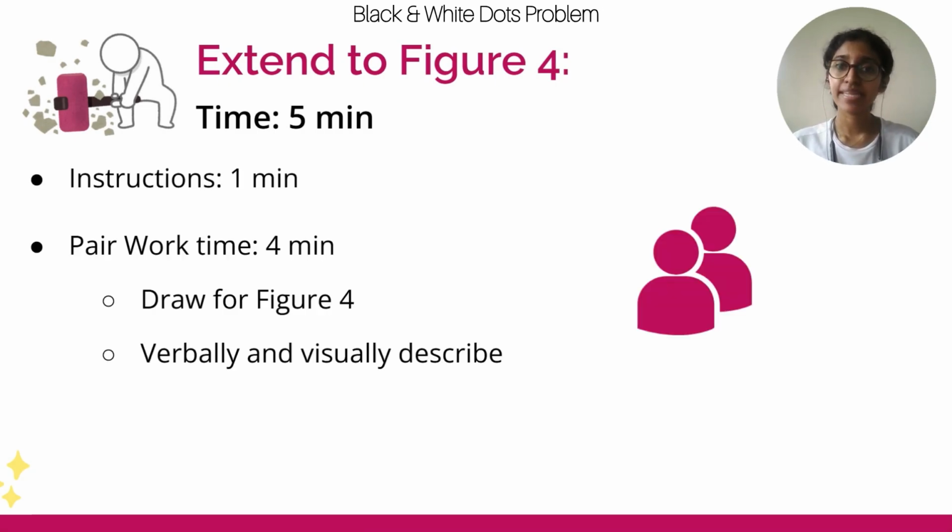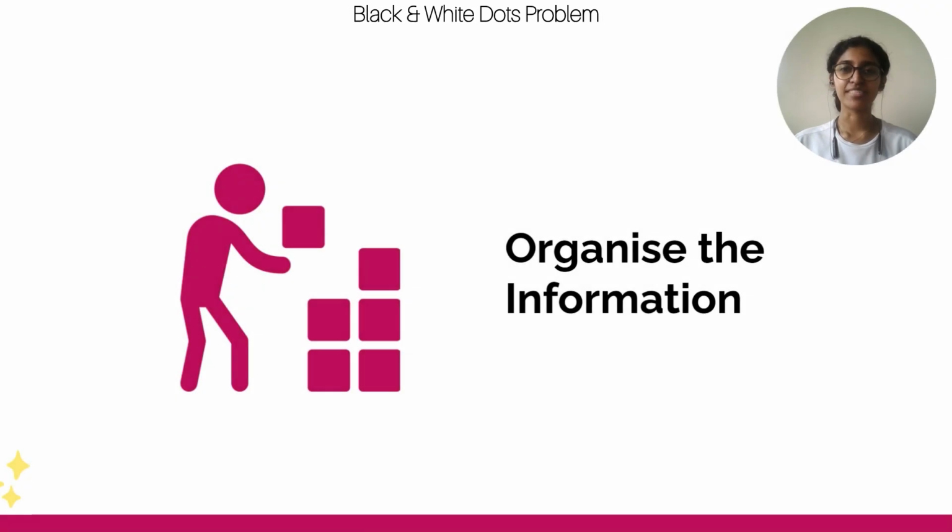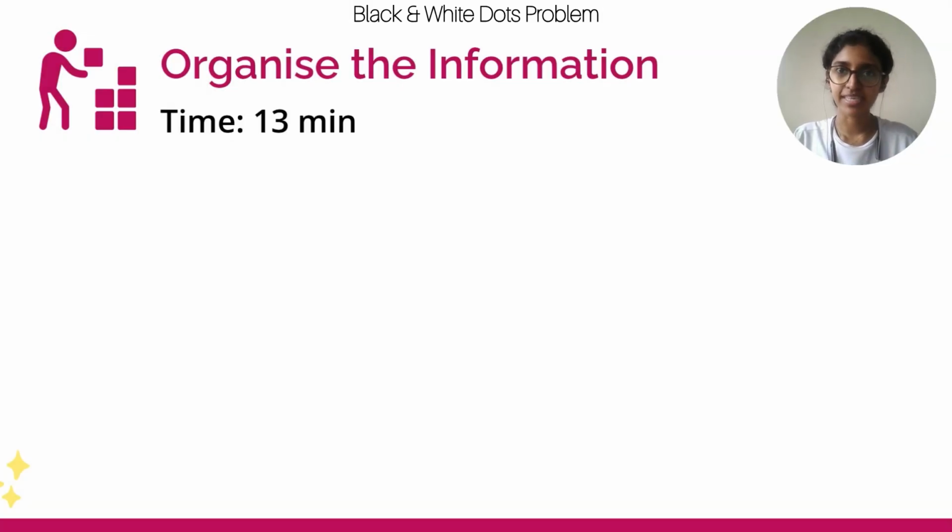The students are going to work in their pairs where they will actually draw figure 4 in their handout and they will discuss with their partner and describe how they came up with figure number 4. And once the students have discussed this, we move into introducing our students to a new skill, which is to organize the information. To organize the information, we have a total of 13 minutes here.